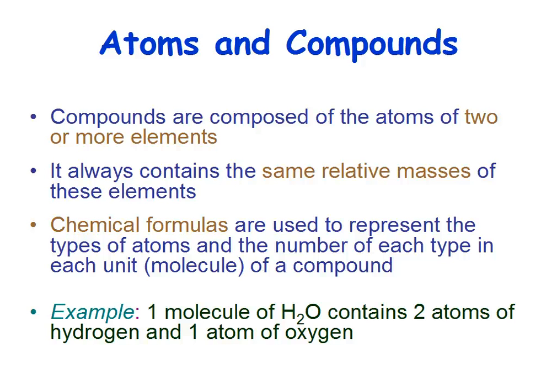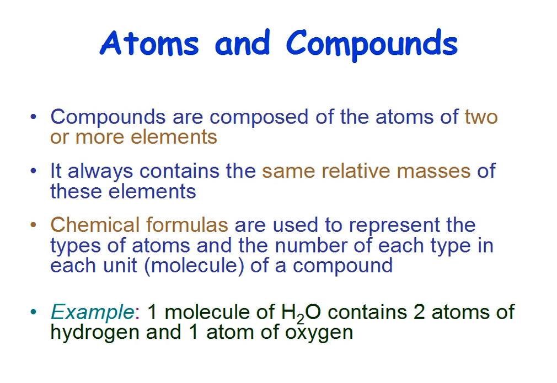This video is going to focus on formulas and some terms that are associated with formulas. First, though, we're going to review what makes up a chemical formula, specifically a compound's chemical formula, and that is that you will have atoms of two or more elements combined together. When they are combined, they will always have the same relative masses of those elements.